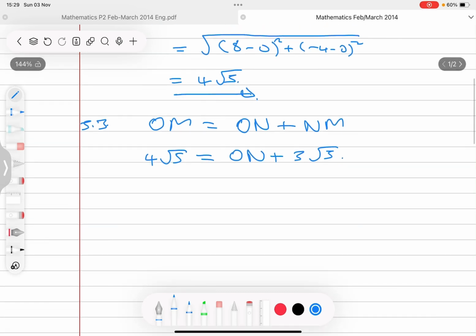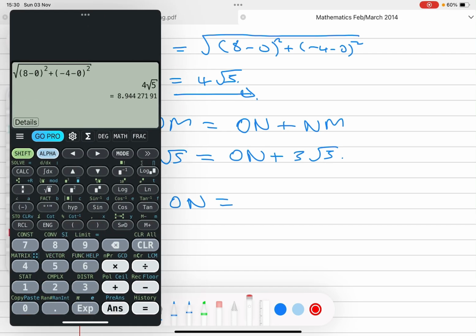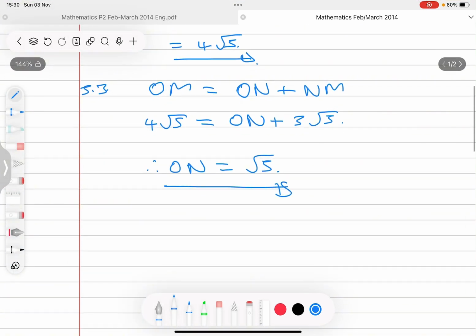Now I will simply say therefore ON is equal to, I'll punch this on the calculator. So what I'll be doing, I'll be taking this guy to this side so that I have this minus this guy, right? Because this guy will be negative when it goes to that side. So here we will have 4√5 minus 3√5, right? So this simply gives me a √5. It's the simplest surd form as well. So that's our final answer there.